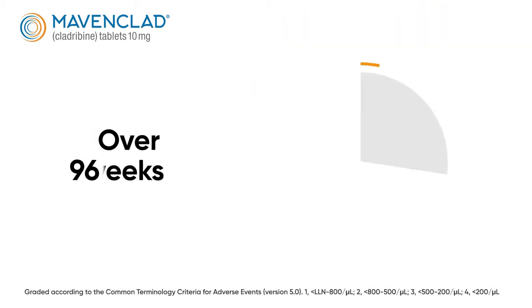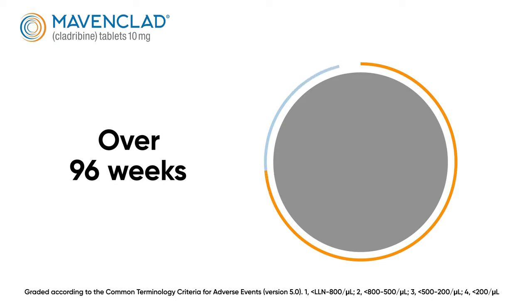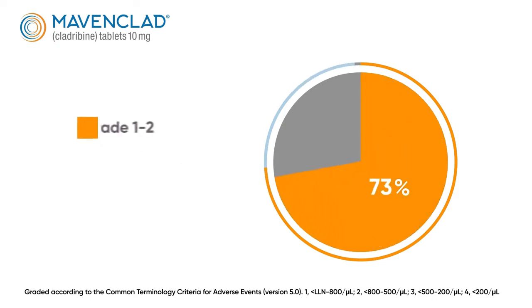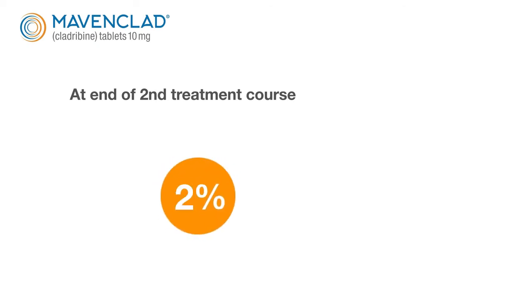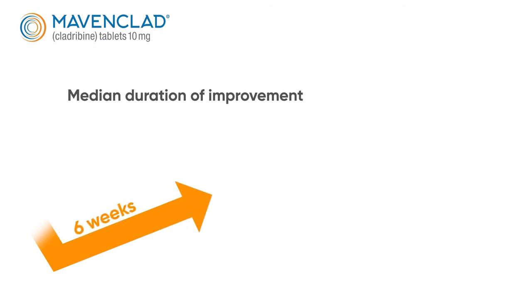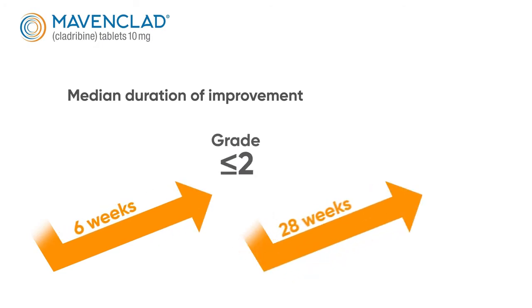Over 96 weeks of patients who experienced lymphopenia, 73% had grade 1 or 2. 26% of patients experienced grade 3 lymphopenia, and only 1% experienced grade 4 lymphopenia. At the end of the second treatment course, 2% of clinical study patients had grade 3 or 4 lymphopenia. Overall, the median duration of severe lymphopenia was 6 weeks to improvement to grade 2 or less, and 28 weeks to recovery to grade 1 or less.